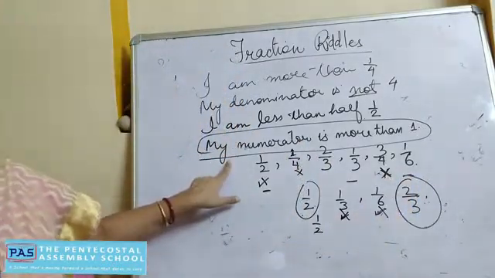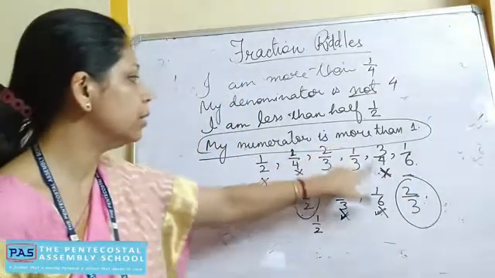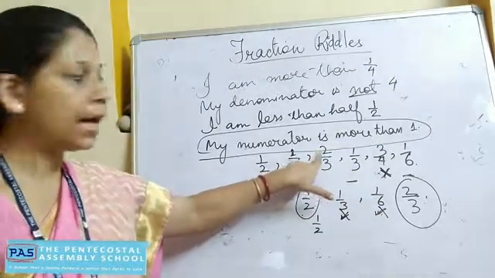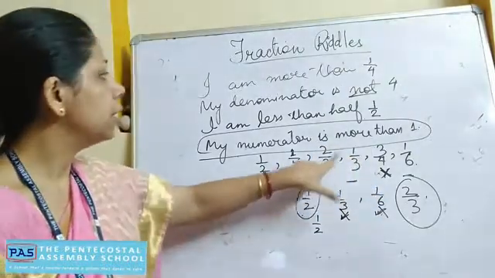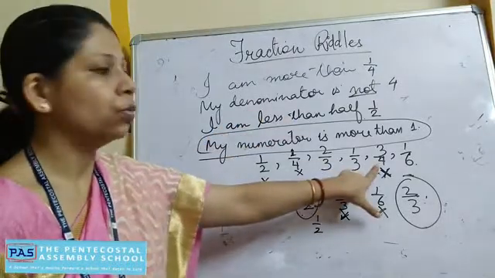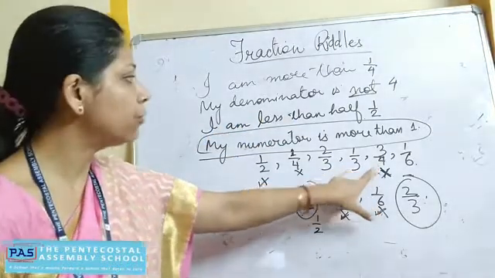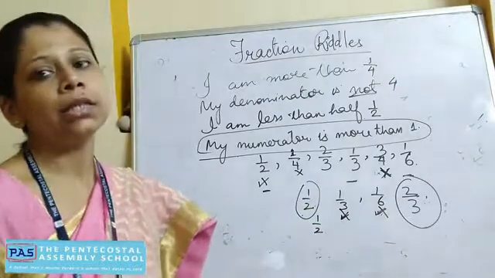So this last condition, my numerator is more than 1, is only this and this. Out of this, it is saying my denominator is not 4. So this cannot be the answer, 3 by 4. So you are left with one answer, that is 2 by 3.